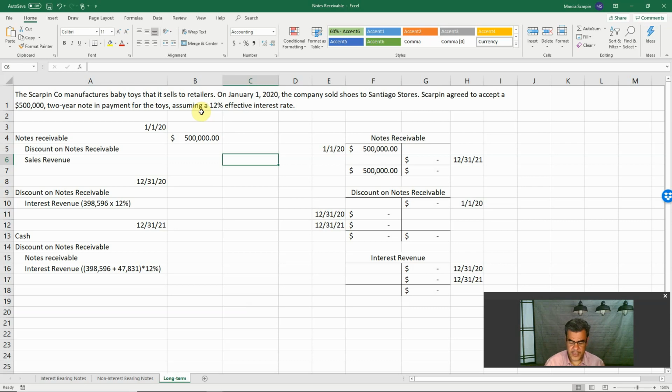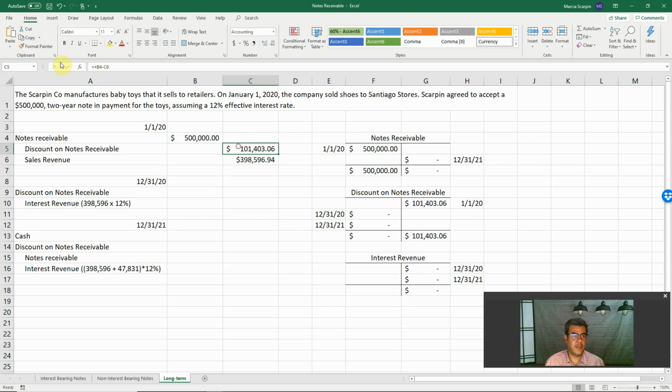Okay, so how do we do that? Equal present value. Rate: how much is the rate? 12%. How many periods do we have? 2. We have no PMT because we will be receiving it at the maturity. And we have future value, that is notes receivable, negative 500. So we have 398. And the difference is our discount, just like the non-interest bearing notes here.